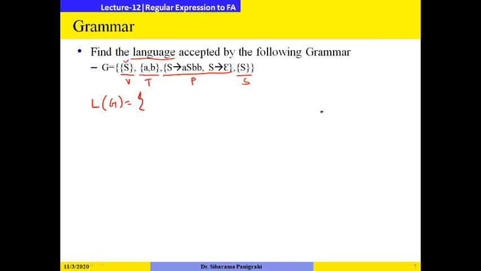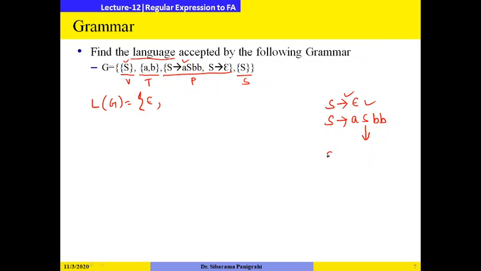Now you see, I can start from the start symbol. Initially I can put S gives epsilon. So epsilon is an element of this language. Next, instead of epsilon I can put aSbb, so S gives aSbb. Now in place of this S, I can again use either S gives epsilon or S gives aSbb.